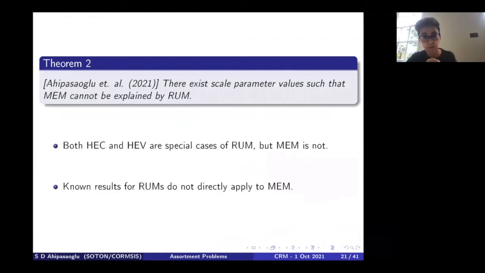And because we have shown this result, we also had to prove a lot of other properties related to this choice model, because much of the literature in choice models is working for RUM models. They use the properties of them, but we had to come up with the equivalent results for this model as well. So that was one of the contributions of our work: to show that many of the nice properties for RUM models actually apply to MEM and in general to MDM models as well.